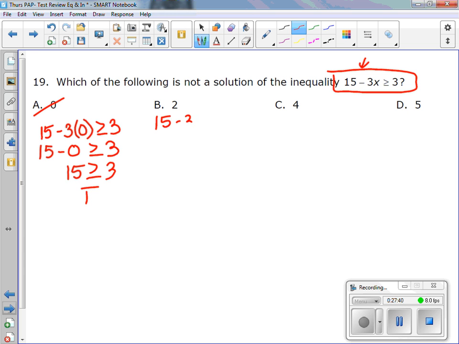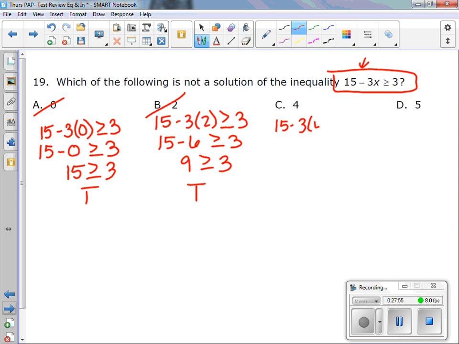15 minus 3 times 2 is greater than or equal to 3. That's 15 minus 6, which is 9. Is that true? Yes. 15 minus 3 times 4. This is going to be 15 minus 12, which is 3. That one is exactly equal, so it's still true. So this last one must be my answer.